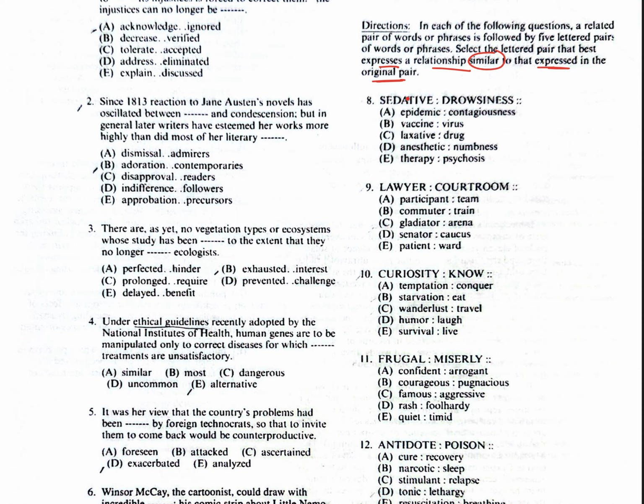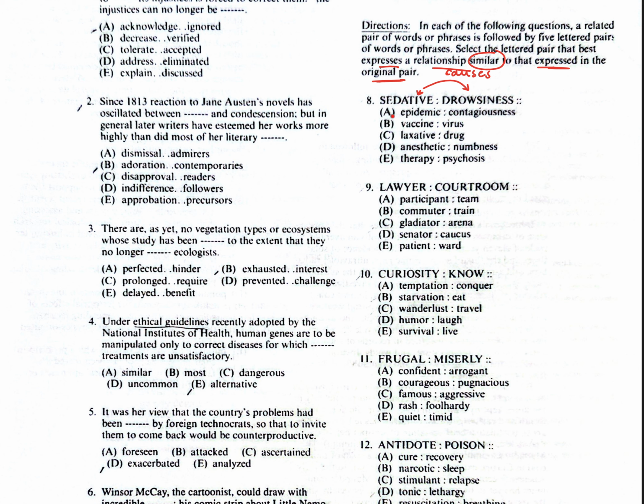For example, if the original pair is sedative and drowsiness, we have to figure out the relationship of this word, that is sedative, with the other word, that is drowsiness, right? And here I can say that this thing which is sedative causes drowsiness, right? So we are looking for the same relationship in these five options, and whichever suits best or is much more similar to this relationship, we'll select that, and that has to be the answer.